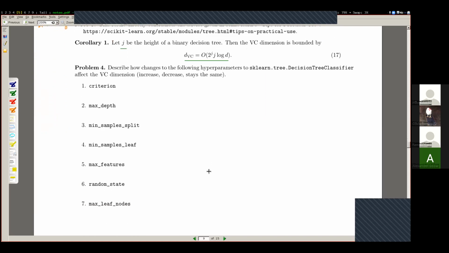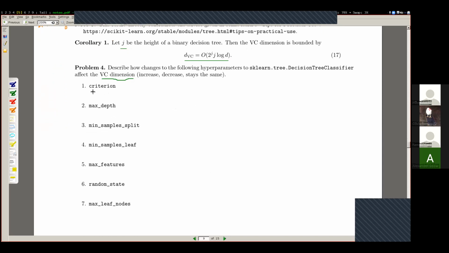Okay, this problem 4 has a bunch of different hyperparameters that are important to decision trees and how they affect the VC dimension. We're specifically asking about the VC dimension here. And we'll go over a couple of these, but you're responsible for all of them, figuring out how they affect the height of a decision tree.